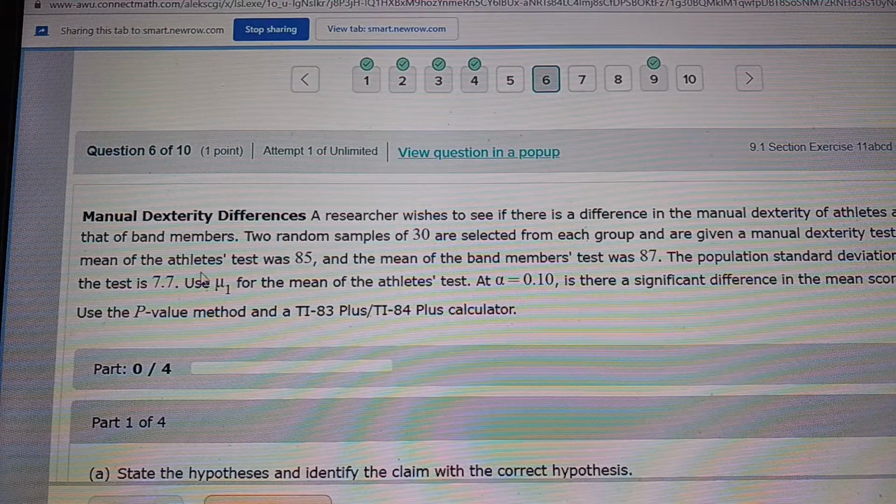The mean of the athletes was 85. This is about means, so it can't be a proportion problem. The mean of the band was 87. The population standard deviation for the test is 7.7. Population standard deviation. Use mu1 for the athletes. So we got to put the athletes first. Alpha's 0.10.